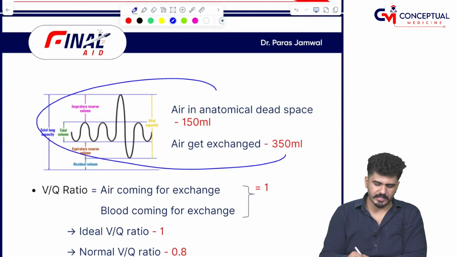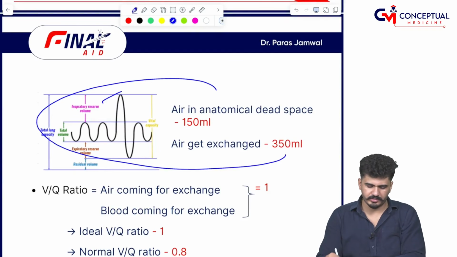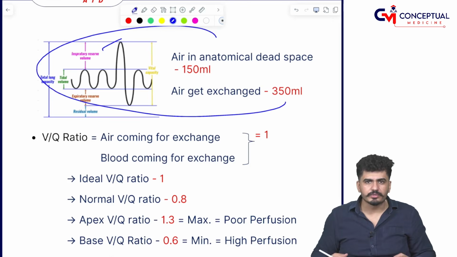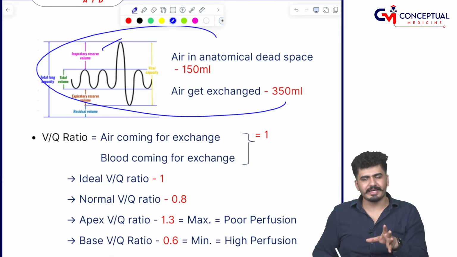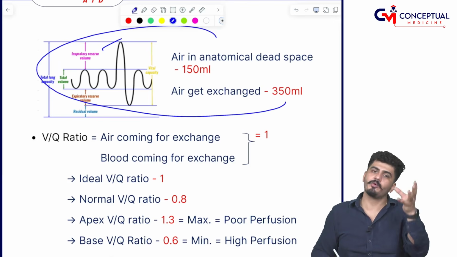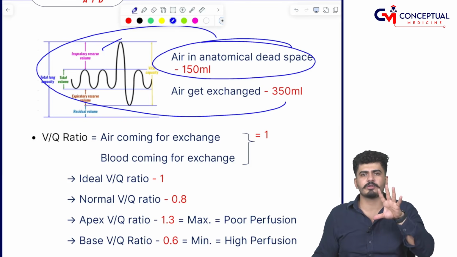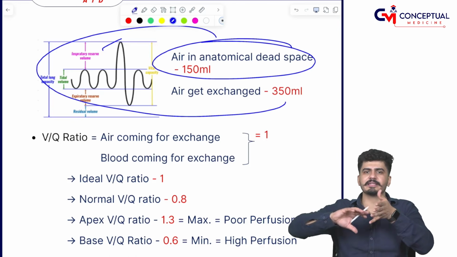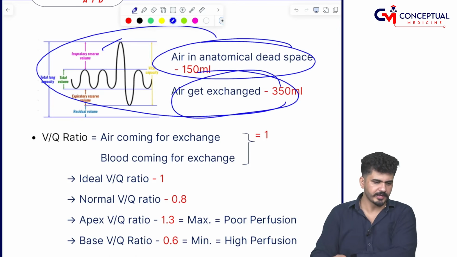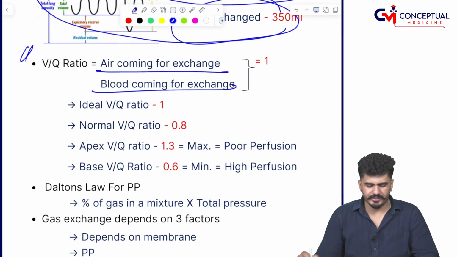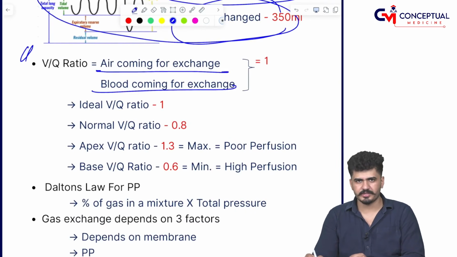This is again the same chart where inspiratory reserve volume and all those things you have to see. So the 500 ml of tidal volume is coming inside. How much is stuck in the anatomical dead space and how much is getting exchanged? In anatomical dead space it is 150 ml out of 500, and 350 ml is getting exchanged, my dear friends. Okay, chalo. VQ ratio: the air coming in for exchange versus blood coming in for exchange.